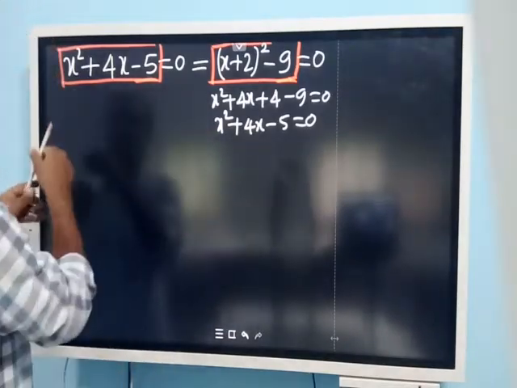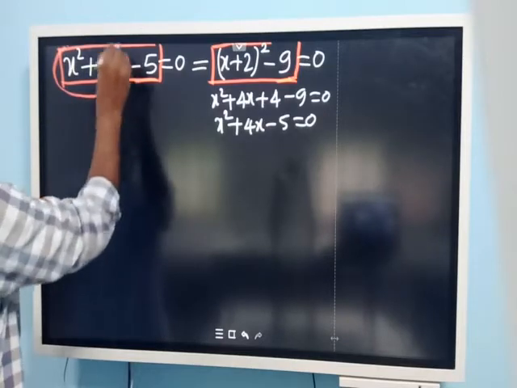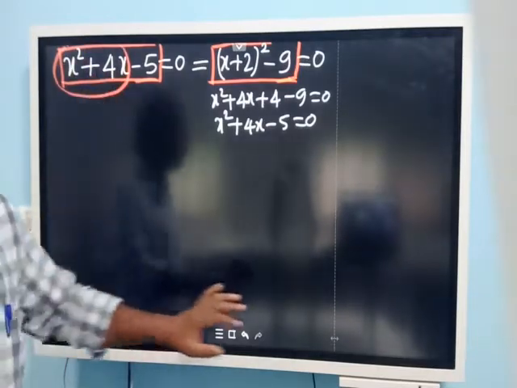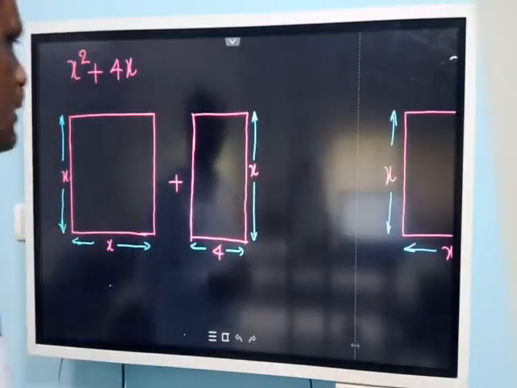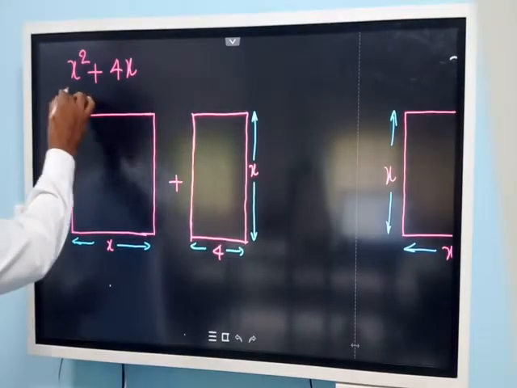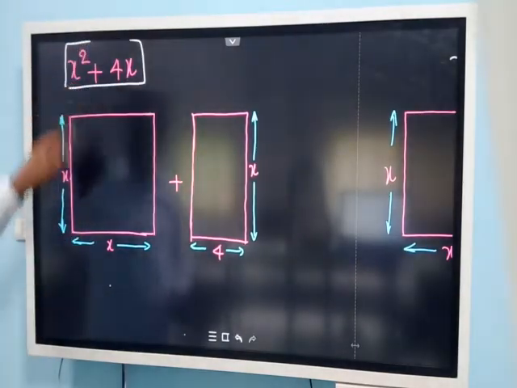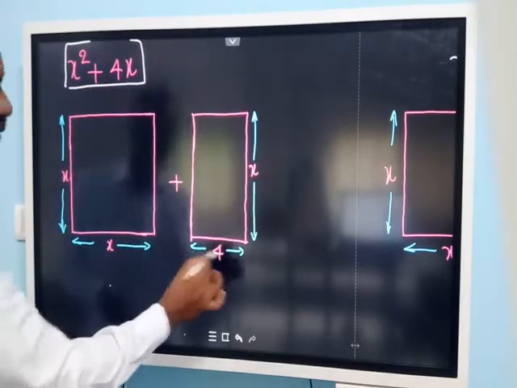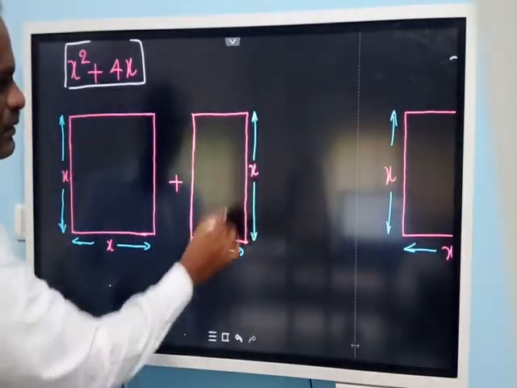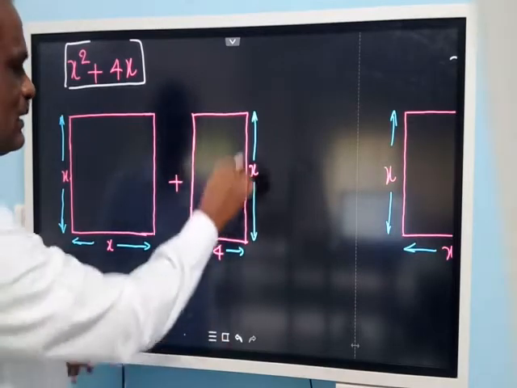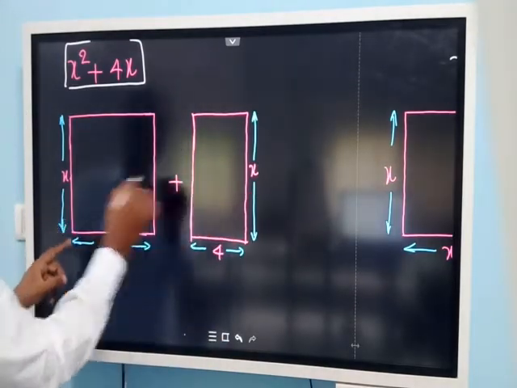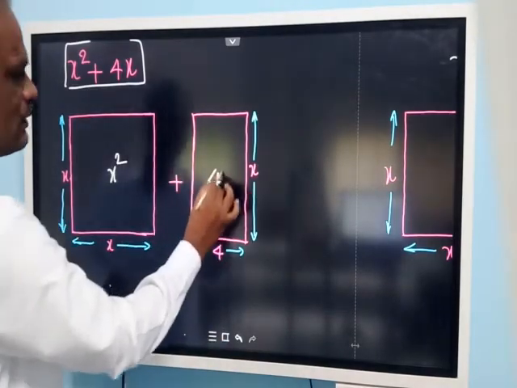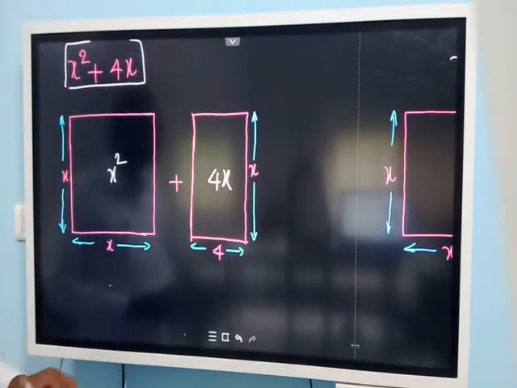So I will take this first part, x square plus 4x, and let us represent it geometrically. X square, with sides x and x, becomes a square. 4x, lengthened by 4 and x, is a rectangle. This is x square and this is 4x. So geometrically we are representing it.